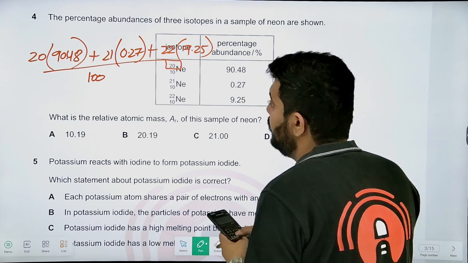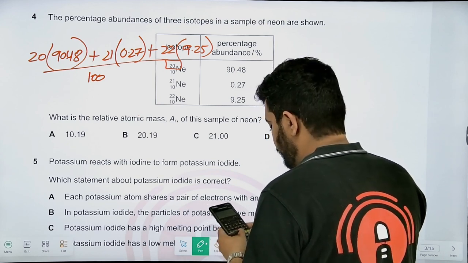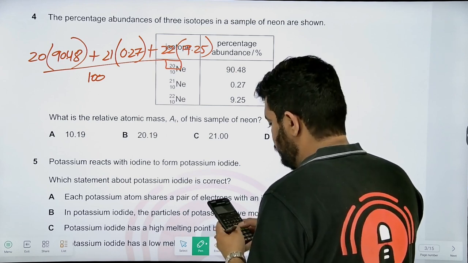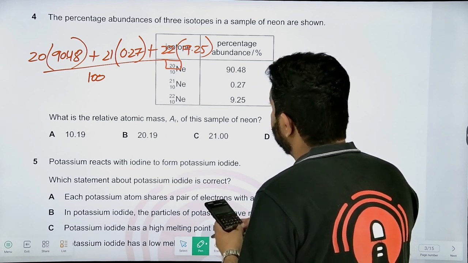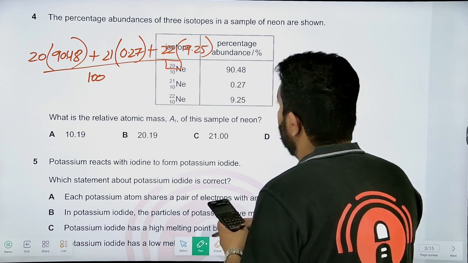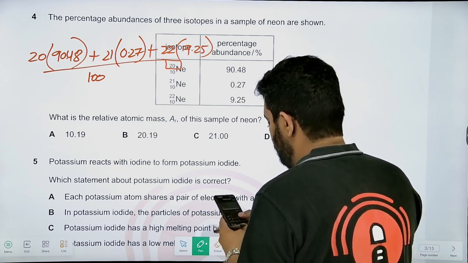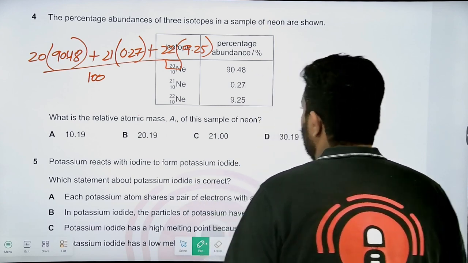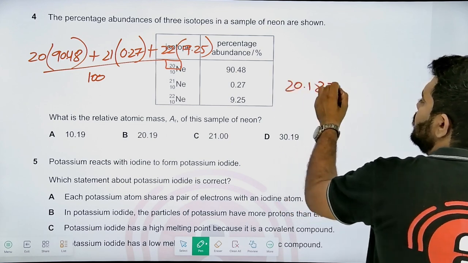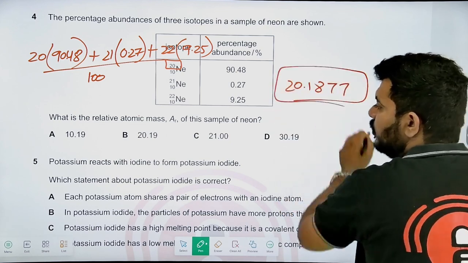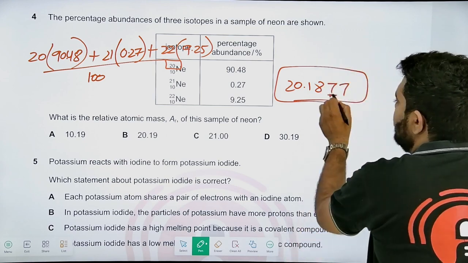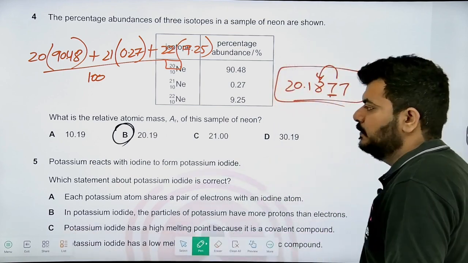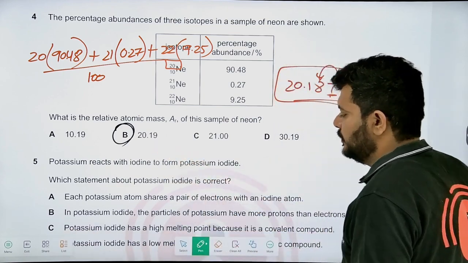We have 20 multiplied by 90.48 plus 21 multiplied by 0.27 plus 22 multiplied by 9.25, divided by 100. We get 20.1877. Now the third decimal is 7, right? If I round it off, I will get 20.19. So that will be my answer over here.